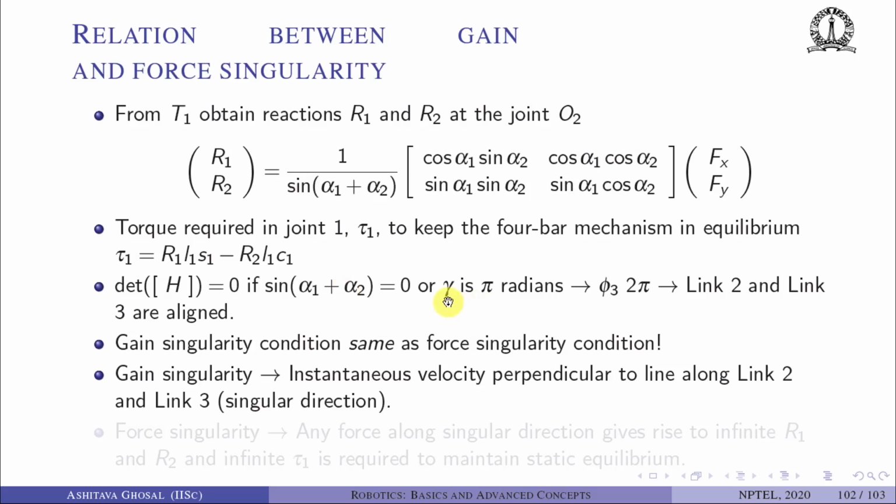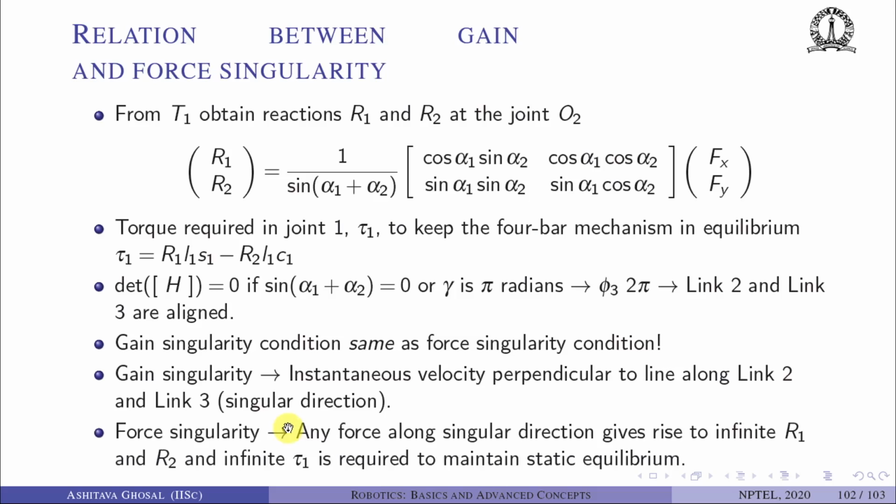Okay. So gain singularity, instantaneous velocity is perpendicular to link 2 and 3. Force singularity, any force along the singular direction gives rise to infinite R1 and R2, okay, and infinite tau 1. So if you apply a force along the singular direction which is perpendicular to link 2 and 3, then you need infinite torque to keep it in equilibrium.